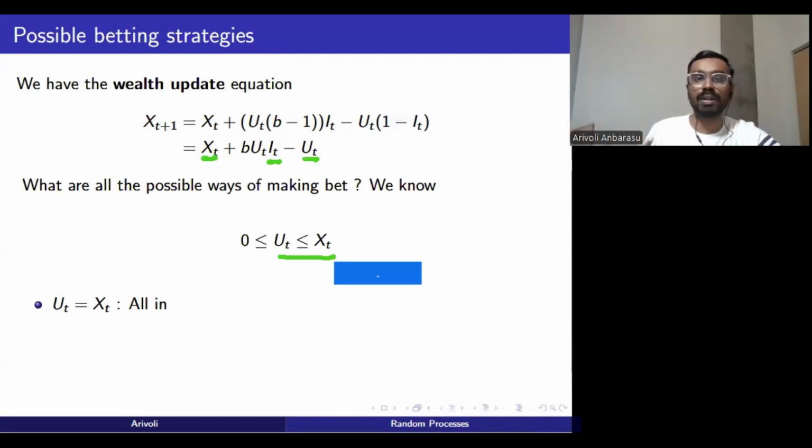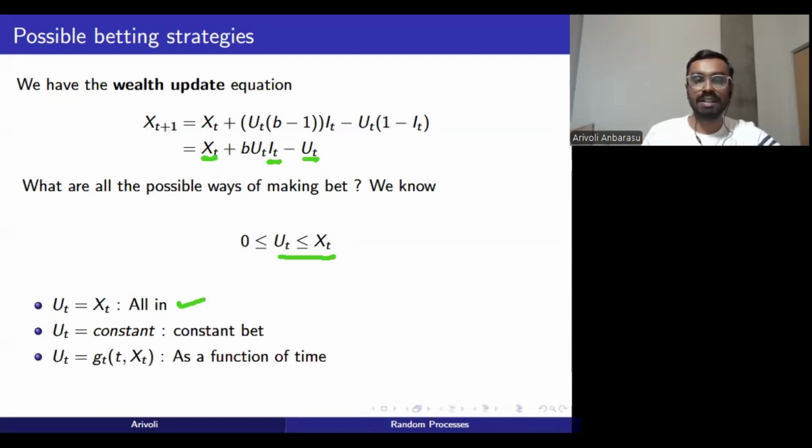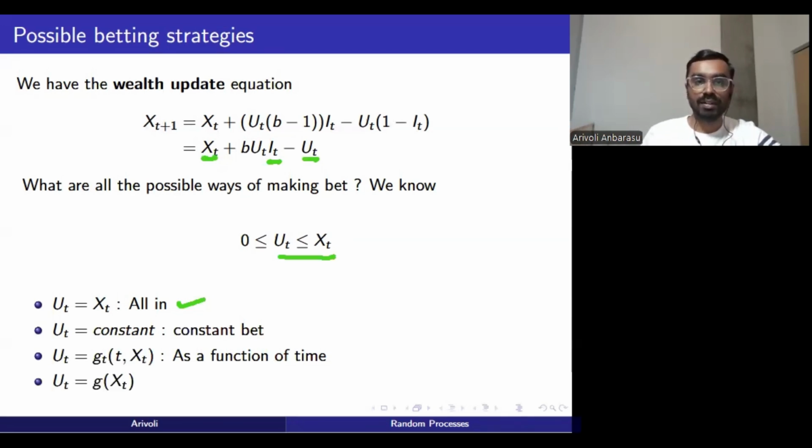So what all types of bet you can place? One of the trivial bet is the all-in. So we will be looking into this bet in our analysis. Then we have the fixed bet where we place a constant bet irrespective of what happens. Then we have the time dependent bet where we change our bet as time passes. And finally, we have the wealth based betting where we bet based on how much we have at that time. In this video, we will be exploring a betting strategy of the fourth kind, specifically the Kelly's betting strategy.